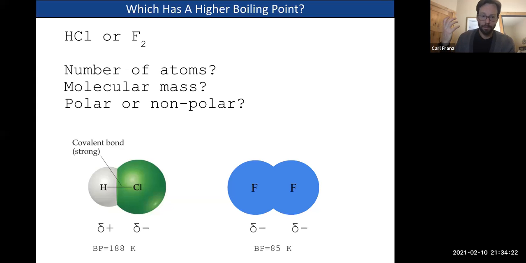And something like hydrochloric acid is going to have a much higher boiling point than a difluorine molecule because it's polar, okay? And so it's not just one single molecule, right? It's interacting with a bunch of other hydrochloric acid molecules. And so that polarity is going to allow it to have these dispersion forces, these dipole forces, attracting them together, making it harder to break them up.